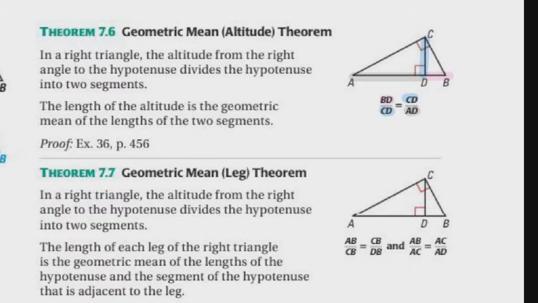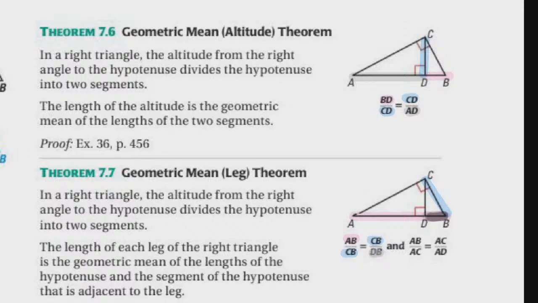Okay, and then the next one, in a right triangle, the altitude from the right angle to the hypotenuse divides the hypotenuse into two segments. The length of the leg of the right triangle is the geometric mean of the length of the hypotenuse and the segment of the hypotenuse that is adjacent to the leg. Okay, so we have AB, so that's this entire length, over CB, is equal to CB over DB. So this little piece right here.